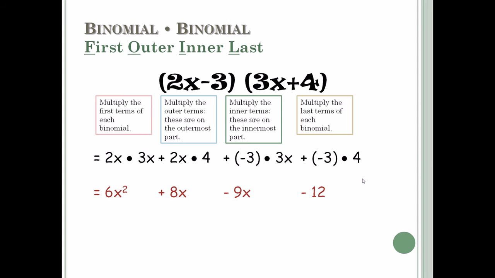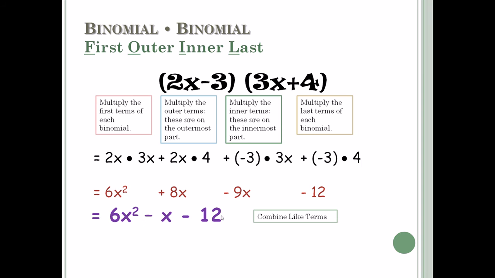Now, I would say 99.9% of the time, your 2 terms in the middle will need to be combined. So you need to combine like terms. And 8x minus 9x is negative 1x. So your final answer, 6x squared, take away x, take away 12.